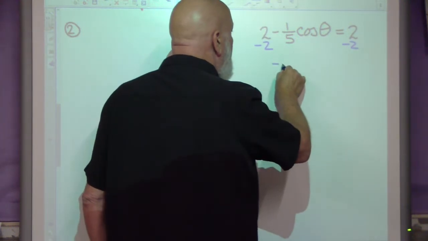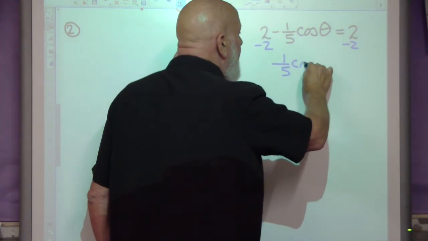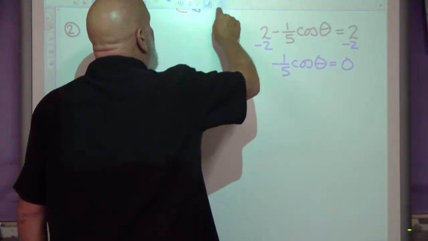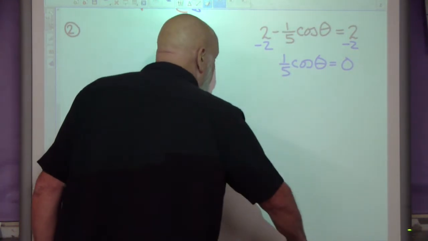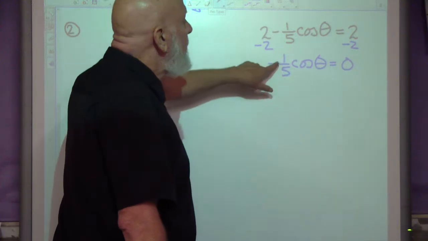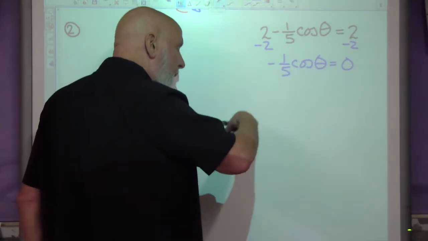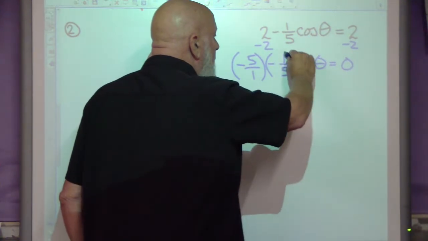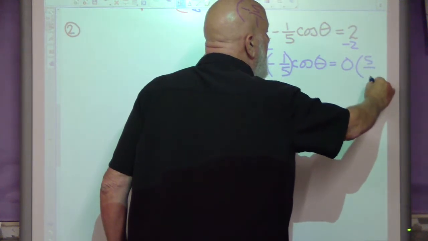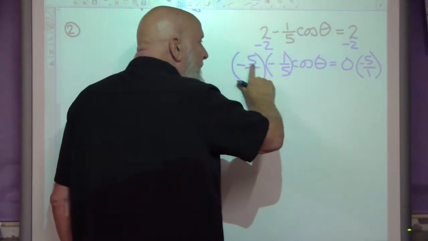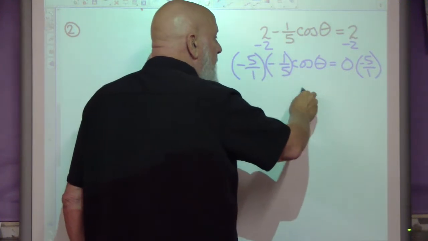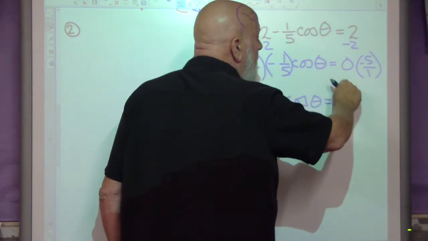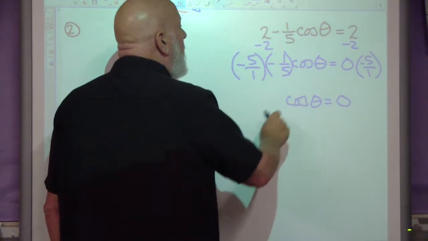Subtracting 2 yields negative 1/5 cosine theta is equal to 0 minus 2, and that's negative 1/5. Now I want to get rid of the multiplied negative 1/5, so I'm going to invert and multiply, flip it over, 5 over 1, and multiply. And this turns into a fancy 1. Negative times negative is positive. It leaves me with 1 times cosine theta. And I don't care what you multiply by 0, it turns into 0. So I'm looking for where cosine is 0.